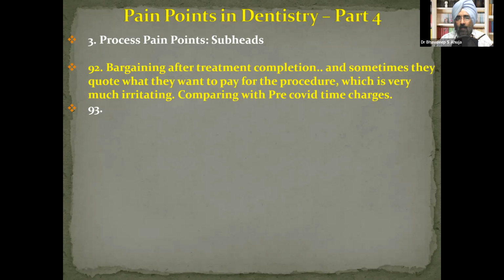If you are happy and okay with that, please accept patient bargaining. If you are not happy and okay with that, say simply, I am sorry. That is the easiest way to get rid of any kind of mental shackles. So with this, we finished the process pain points.